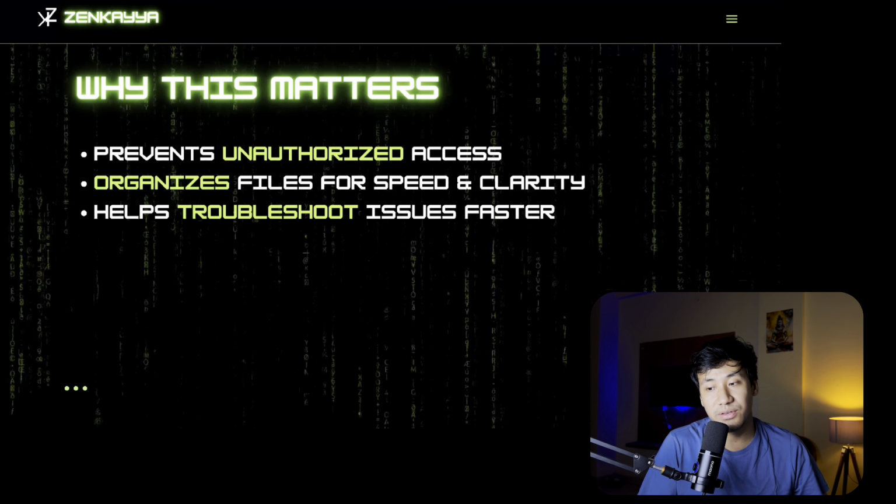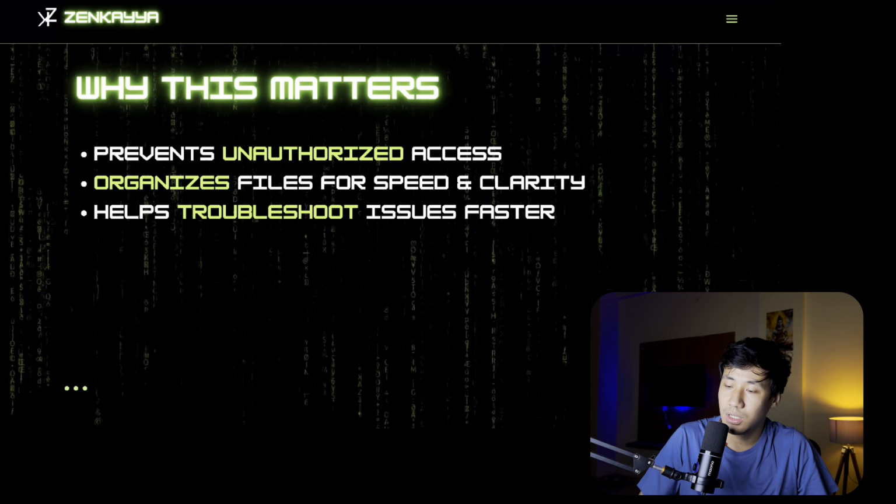Next is why this matters. It prevents unauthorized access. As I said, security is the most important thing in an operating system. We have to take care of it very carefully, right? Next is organizing files for speed and clarity. I won't say it is as organized as Windows, but it is not for a normal user. Kali Linux is basically for ethical hacking. It is one of the distros, but there are many other distros which are more comfortable. You can check those out also. It also helps troubleshoot issues faster, so it will help you solve some issues faster.